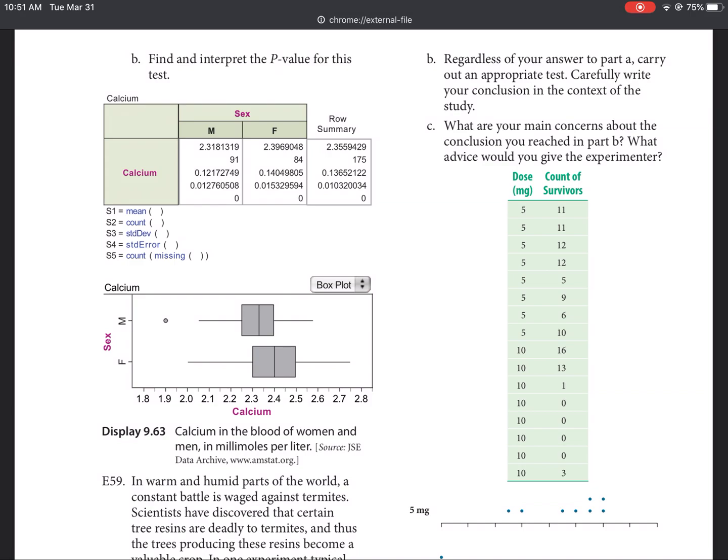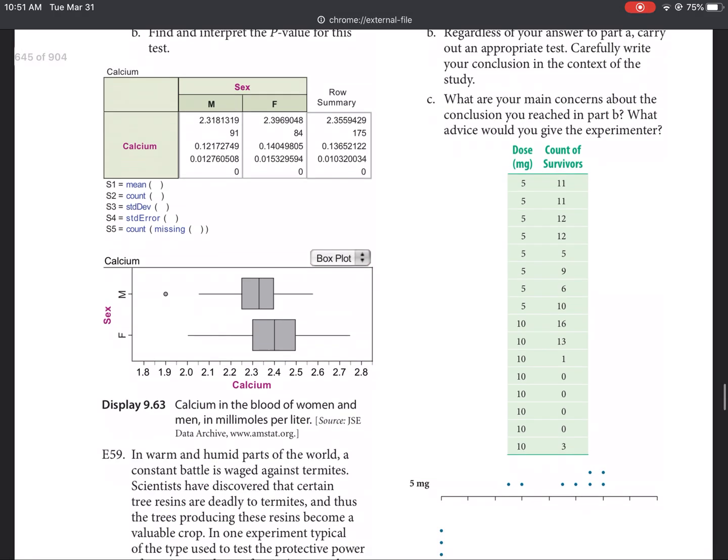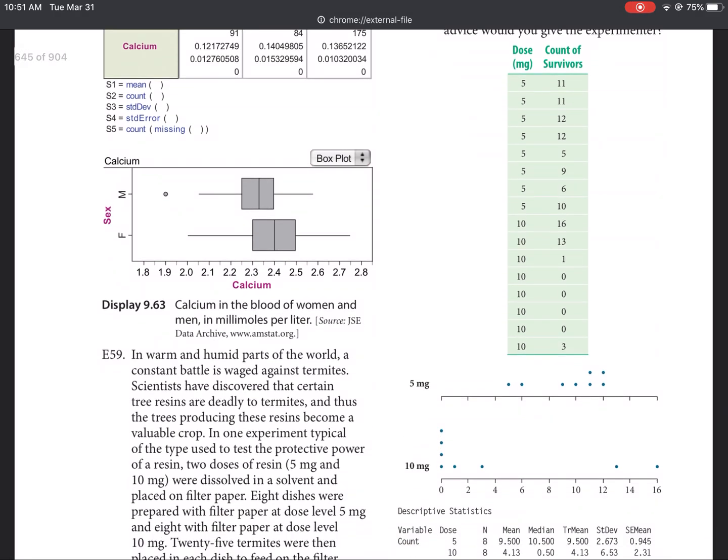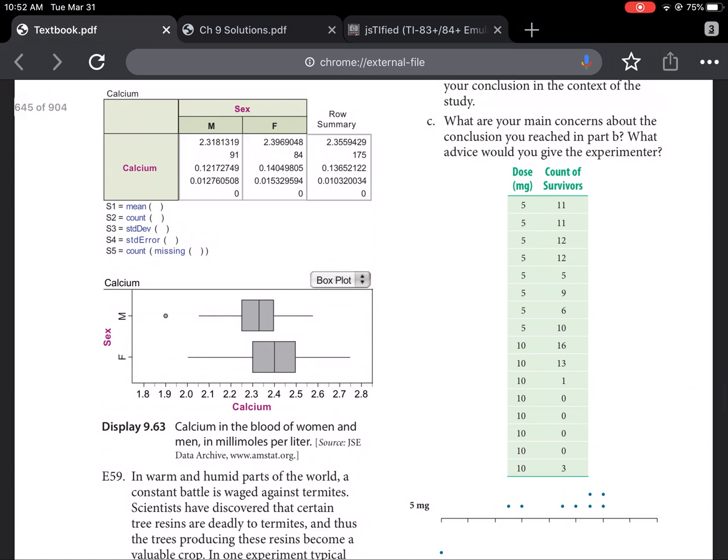You'll notice Part C says, what are your main concerns about your conclusion? And we'll just talk about that before I even run it. My main concern is the fact that the 10 milligram dosage is really not a normal distribution, which means that condition was not met. My other big concern, of course, is that they have two very small sample sizes. 8 and 8 are just not very large, which means I can't really say that the results are going to be all that reliable. Now, I know some of you might like to see me put this in on the calculator, but I would like to speed this up so this is not the longest video. Let's go ahead and roll here.